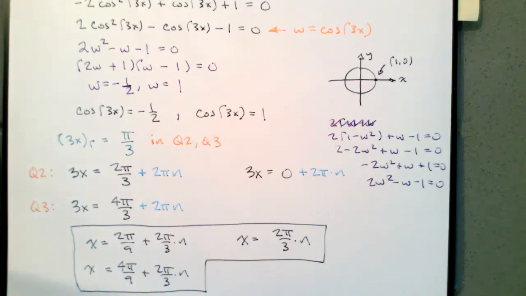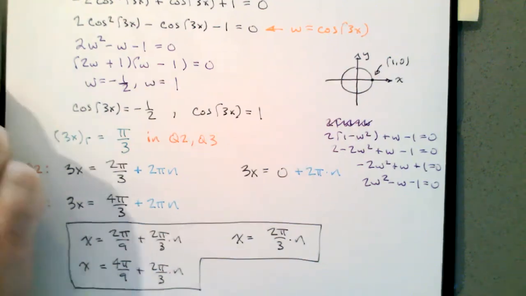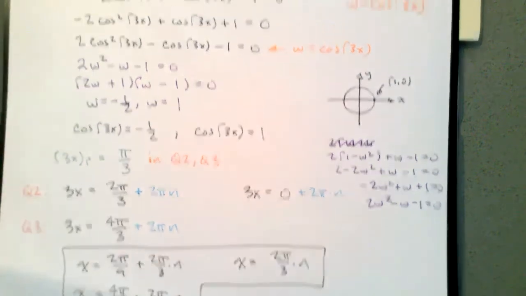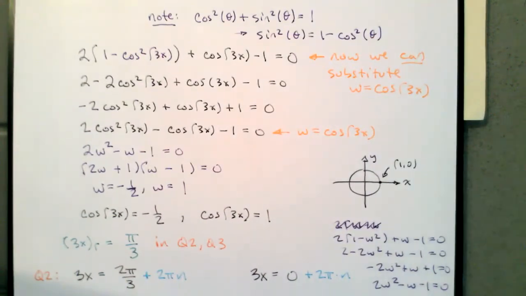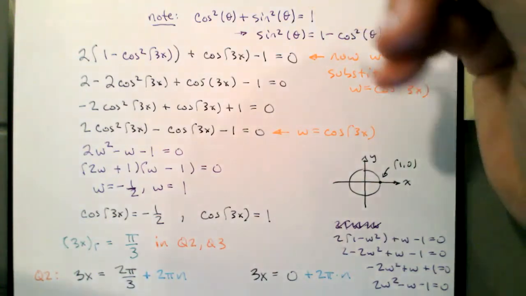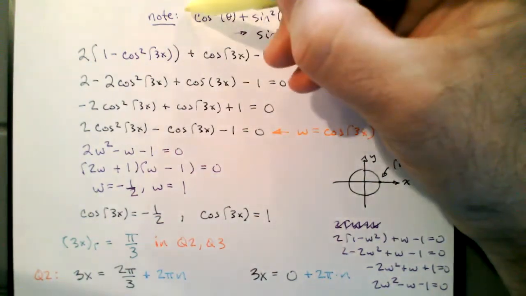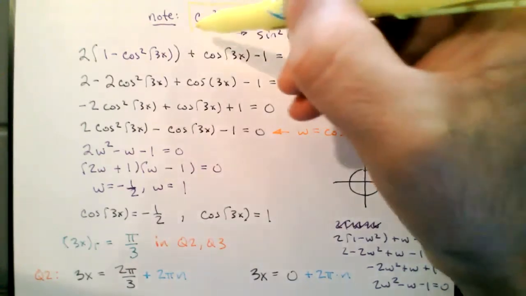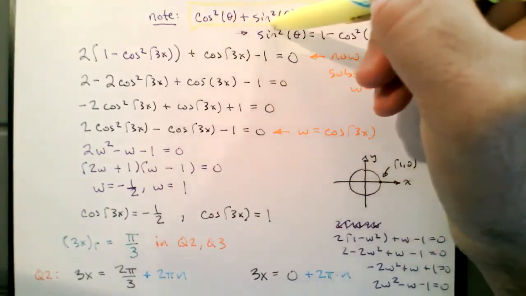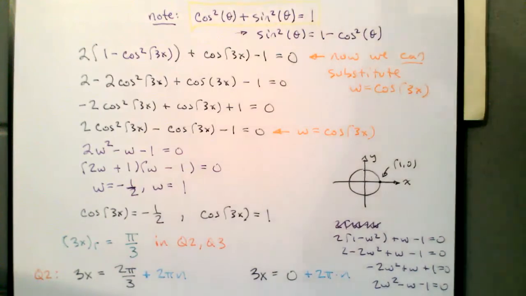So this brings up an important point. Right at the beginning, I used this identity, cosine squared plus sine squared is equal to 1. This is called an identity. An identity is just a kind of equation, an equation that's always true whenever the expressions are defined.